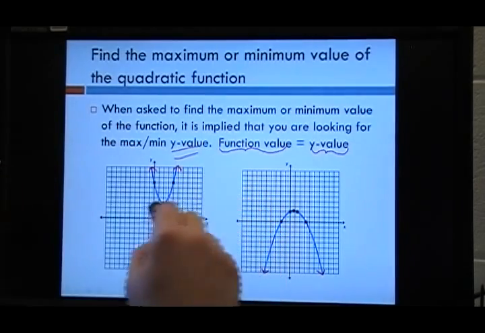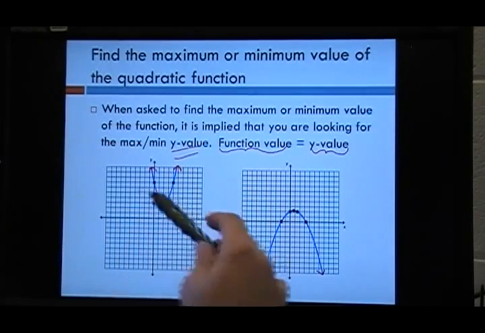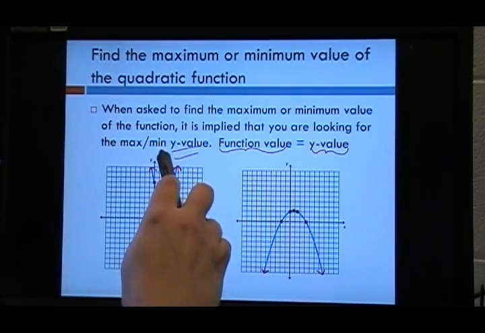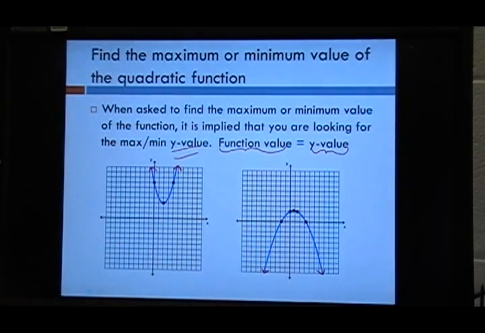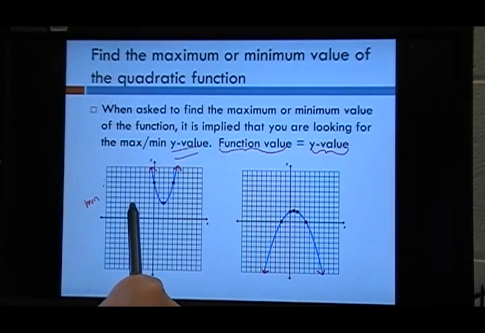There is, however, a lowest y value because there is a lowest point, and we call that the minimum. So if you're dealing with a parabola that opens up, it has a minimum value. And that minimum value is the minimum y value. The lowest y value here is 3. So we say that the minimum function value is 3.